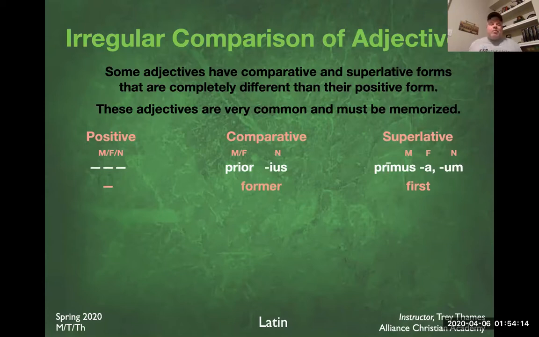This one, there really is no positive form, but in the comparative it's the word prior, prius, and it means former. In the superlative, you have primus, meaning first. Former and first. So you've got to memorize that one, but there is no positive form. If you look in your book there on page 219, it does tell you that there is a prefix.